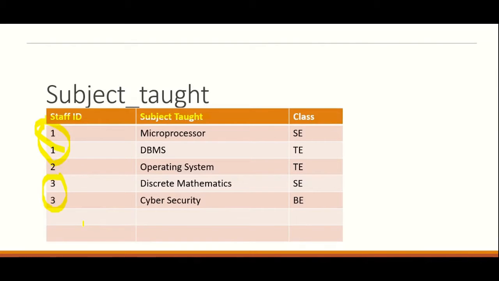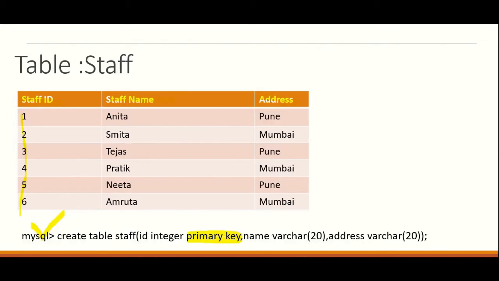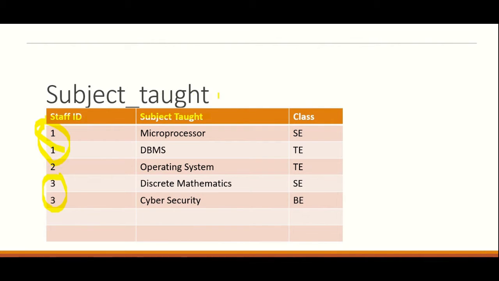That means we are ensuring that the staff ID of subject taught should come only from the staff ID in the staff table. The subject taught table is dependent on the staff table. Here the subject taught table will accept IDs only which are present in the staff table.